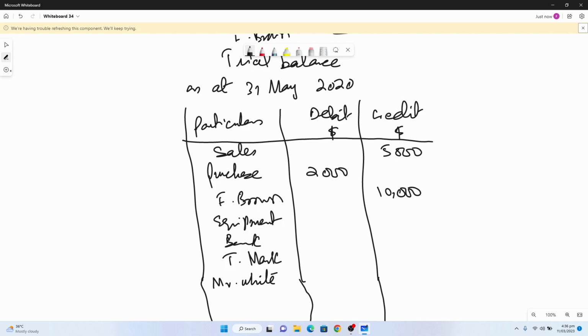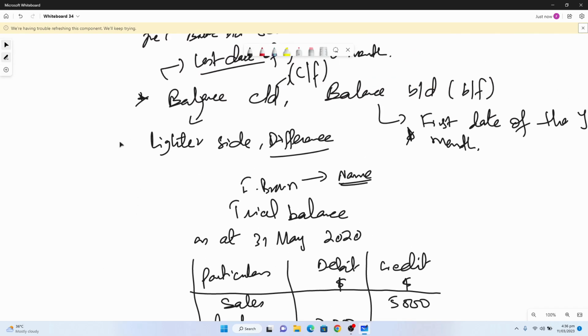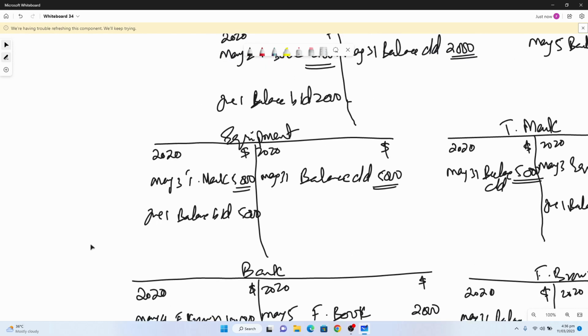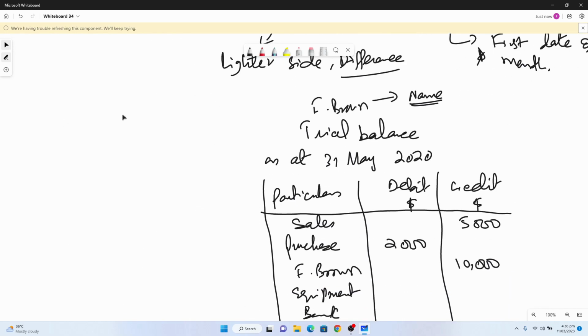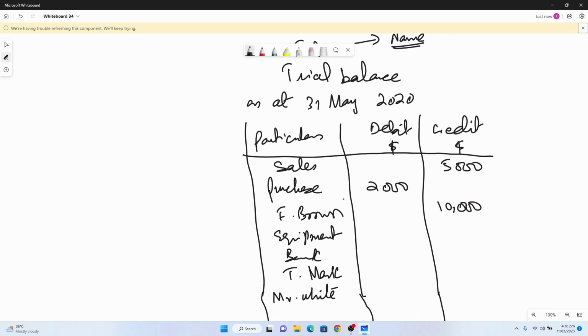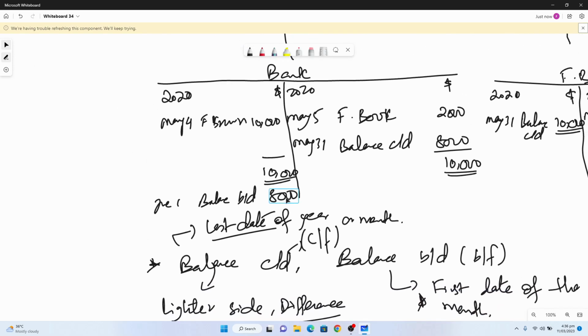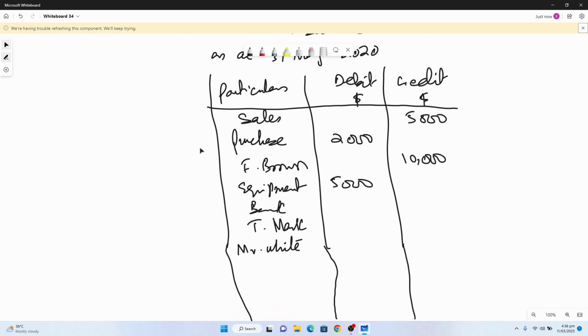Okay. Then let's come to the equipment part. The balance BD is on the debit side, so I'll write it down 5,000 on the debit side, because we need to just write it down on the same side on which the balance BD is appearing. Let's see the bank T account. The bank T account, the balance BD is 8,000 on the debit side. So I'll just write it down, 8,000 on the debit side.